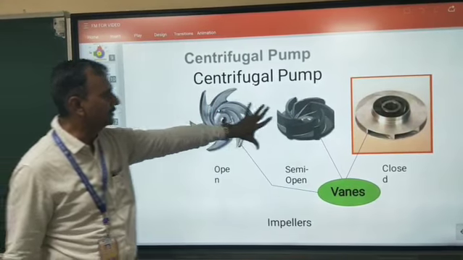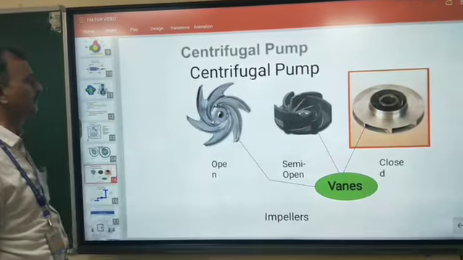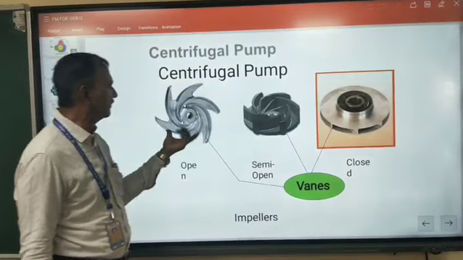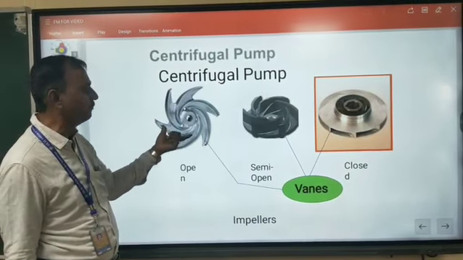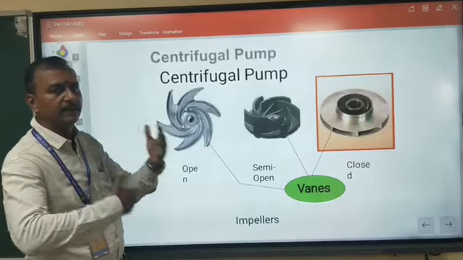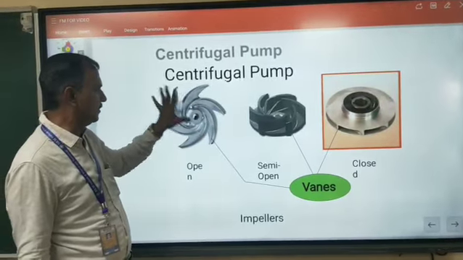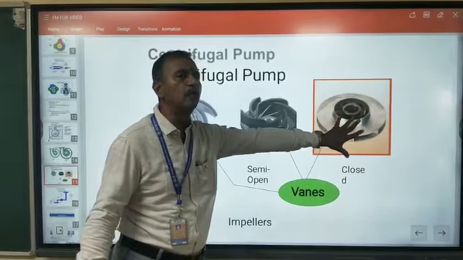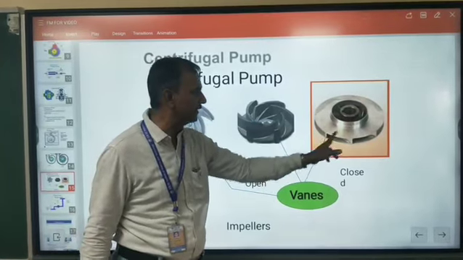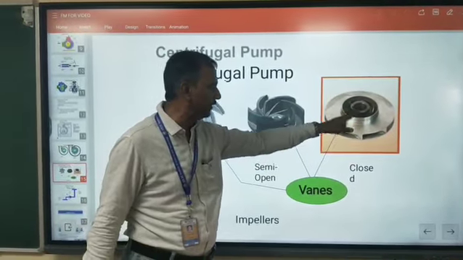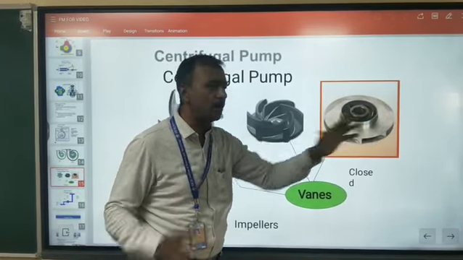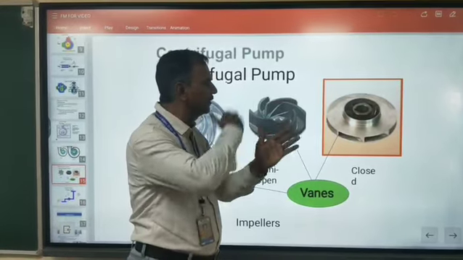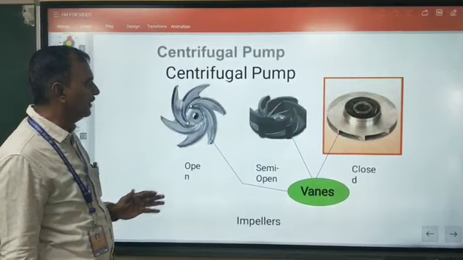There are open impeller, semi-open impeller, and closed impeller. What is the difference? If it is a thin liquid or a thick liquid: if it is a thick liquid, you need to prefer an open impeller. If it is closed, for pure water, it can be closed. Instead, if I take a jam-like thick liquid and use a closed impeller, the material goes and blocks inside the vanes.